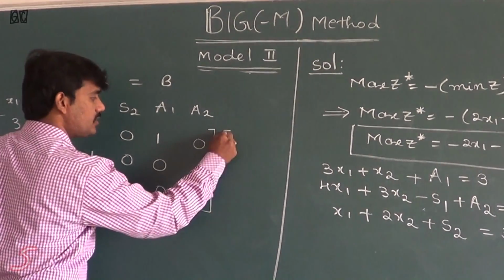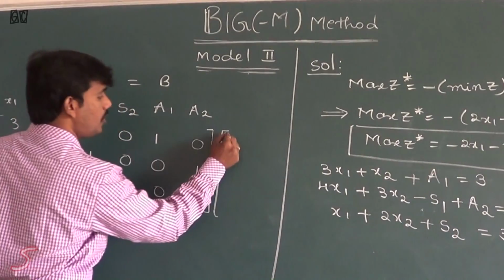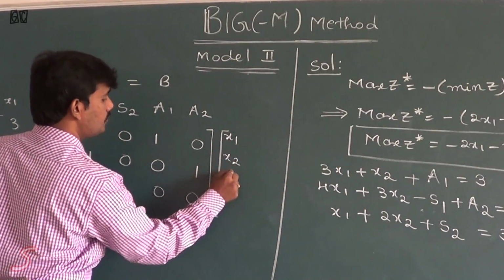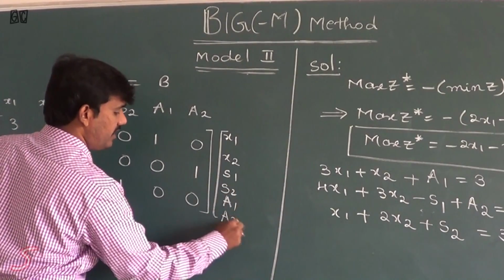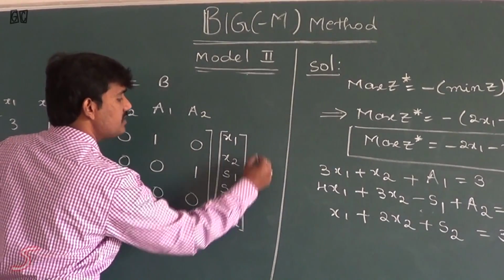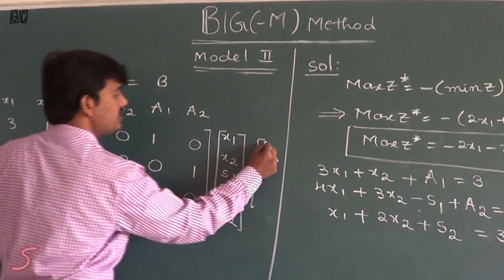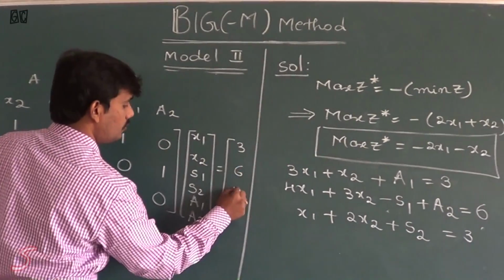This is all about A. And what is X? X means all the variables x1, x2, s1, s2, a1, and a2. This is all about X. And what is B? B means the right-hand side values, that is 3, 6, 3.